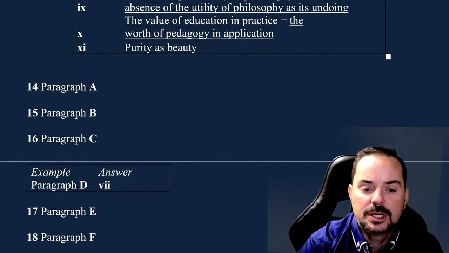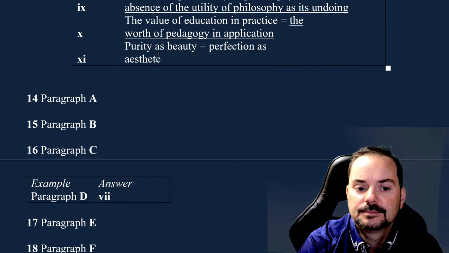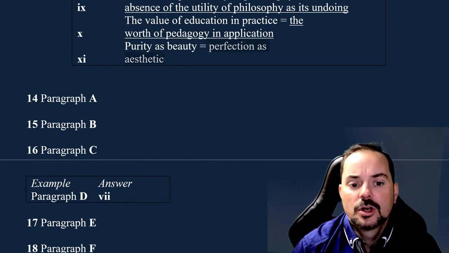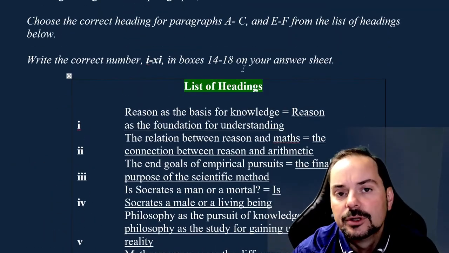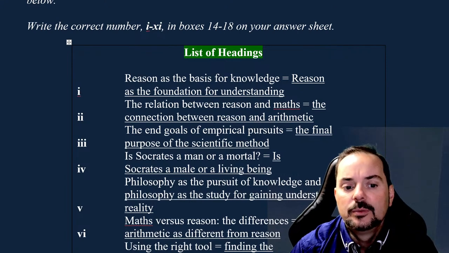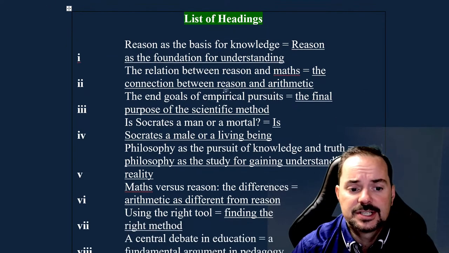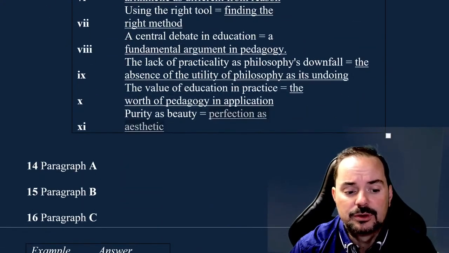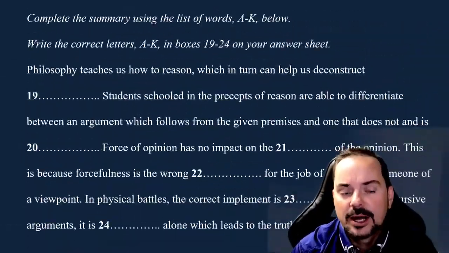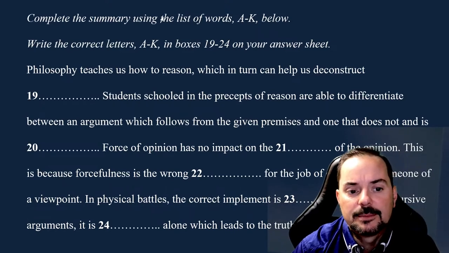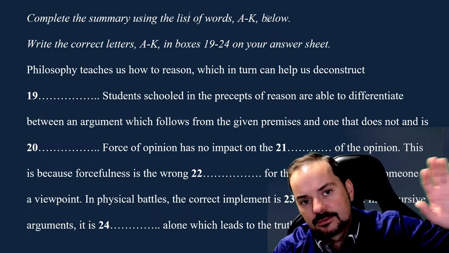Purity as beauty, perfection as aesthetic. Okay. So at home, I paraphrase these list of headings, and then I even review them. So I go through them. List of headings. Reasons as the pursuit for knowledge, reason as the foundation for understanding, and then I read them and I review them. Okay. Now, I look at the other questions and I see if I can get a little bit more help. So here it's complete the summary using the list of words A to K. I'm not concerned about the list of words because I don't know them.